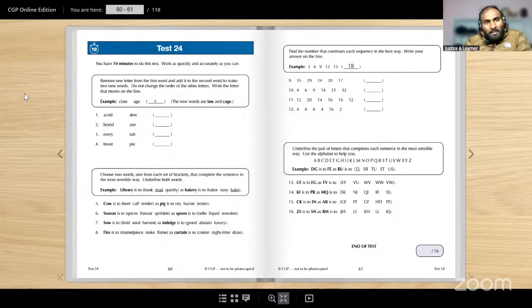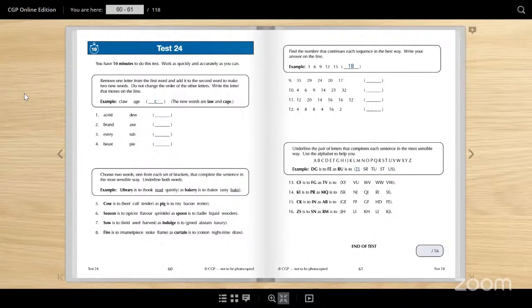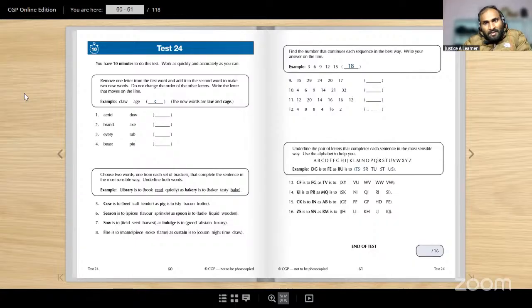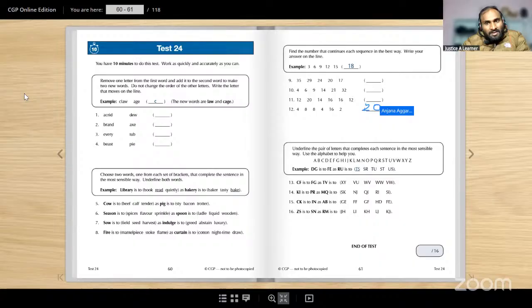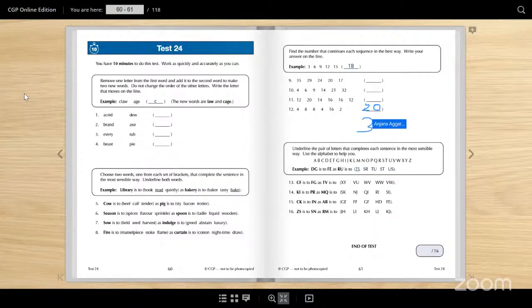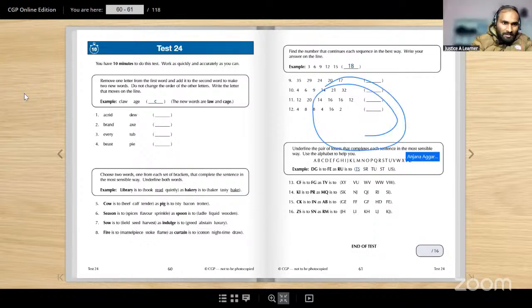No. The multiplication you can also check. What do you mean multiplication? 4 twos are 8, 8 twos are 16, and 16 twos are 32. Did you understand it or not? Wait, right. Is 20 wrong? Yes, just see the pattern. How did you tell 20?